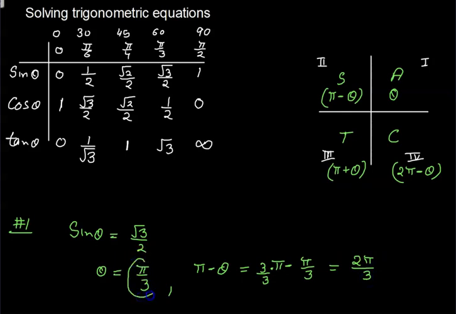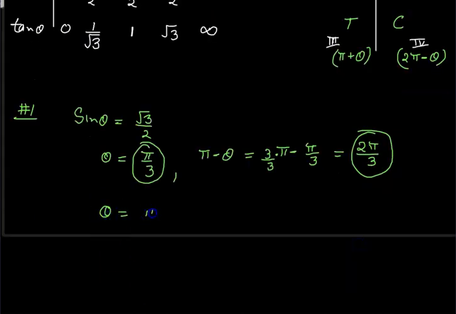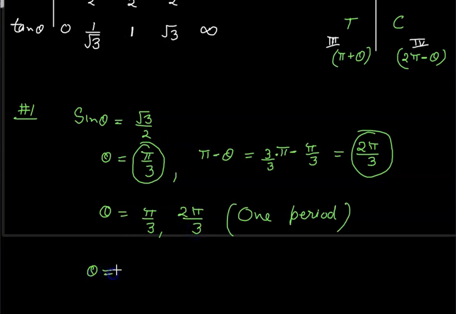So you got the two solutions in one period: pi over 3 and 2 pi over 3. When we need to find all solutions, we just add 2k pi to each of them. Why do we write 2k pi? Because the period of a sine function is 2 pi, and k stands for an integer. K represents any integer, positive or negative.